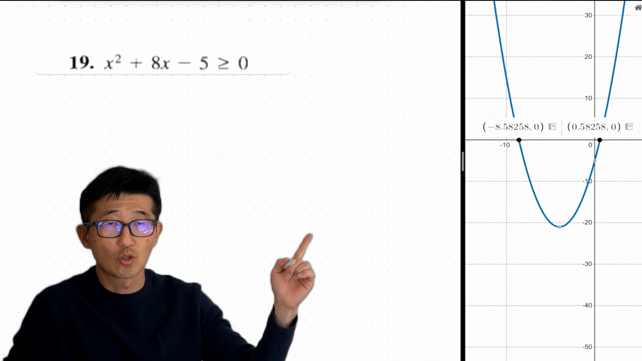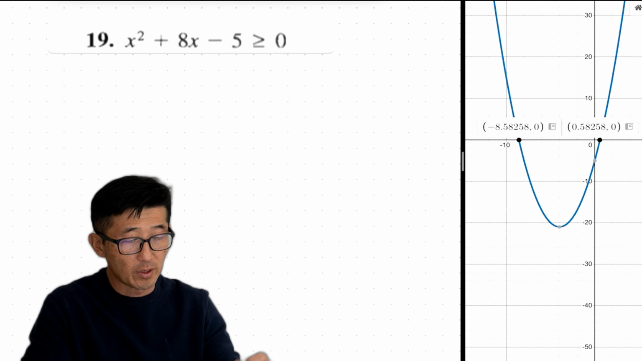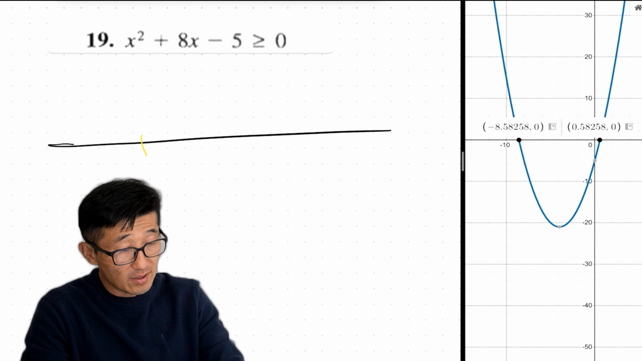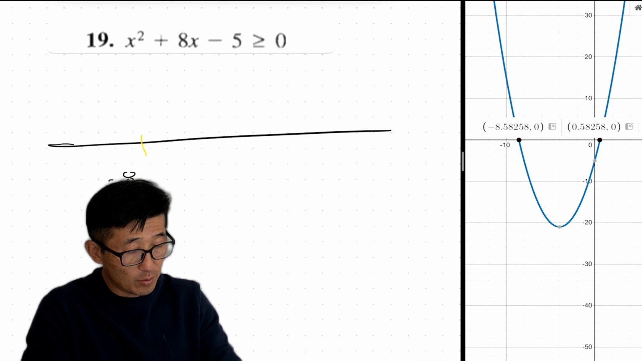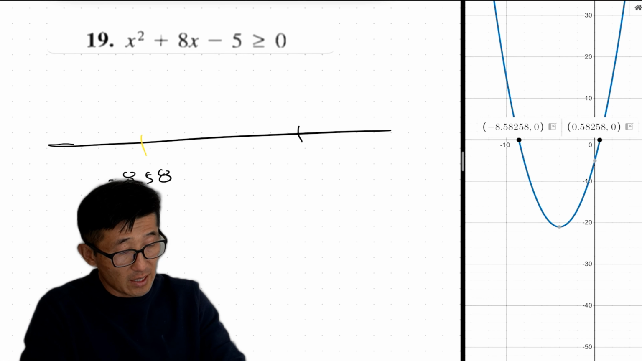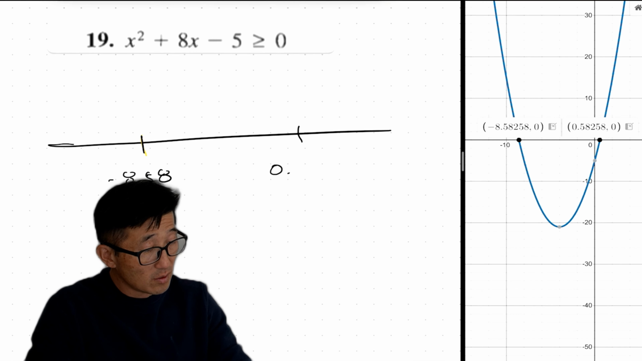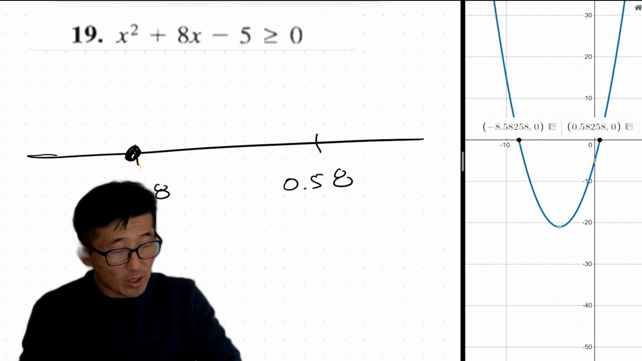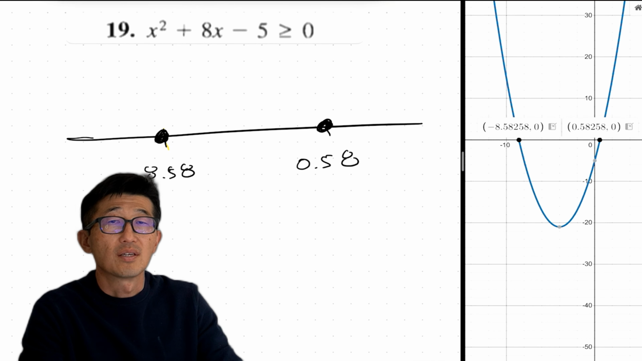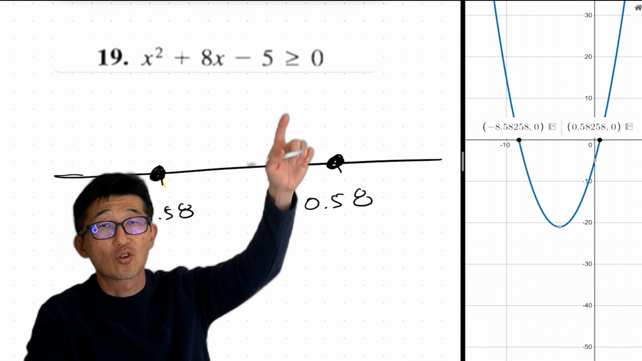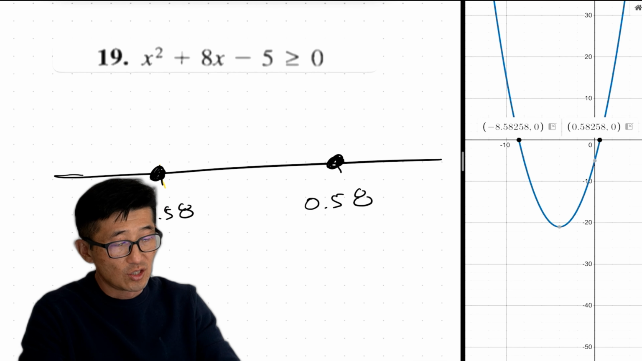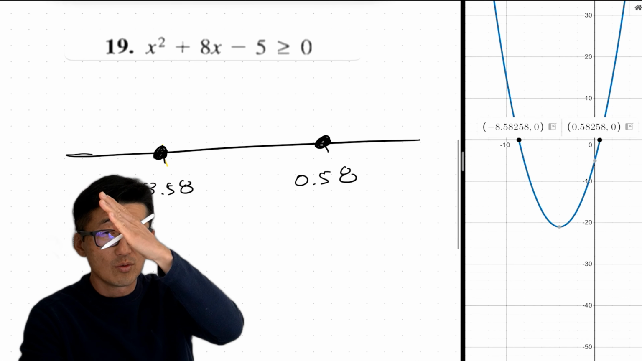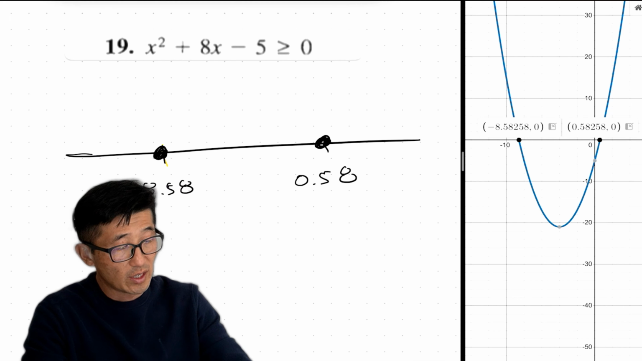Those are the two numbers you're going to get from the quadratic formula. So the first critical number is negative 8.58, and the other one is 0.58. Do we want those two numbers? Yes, because we want it to be greater than or equal to 0. Now we have to test numbers below, in the middle, and afterwards with the interval line test.